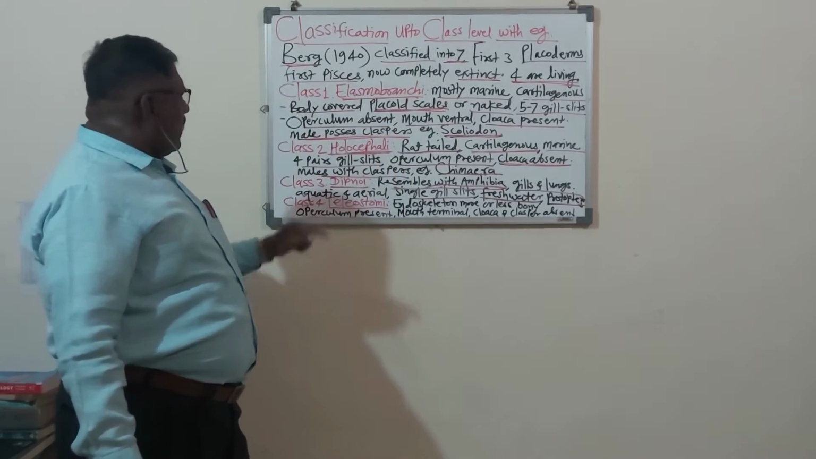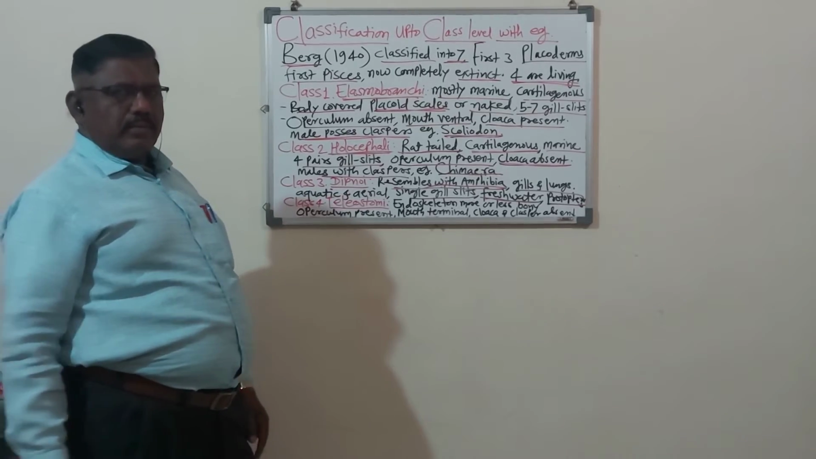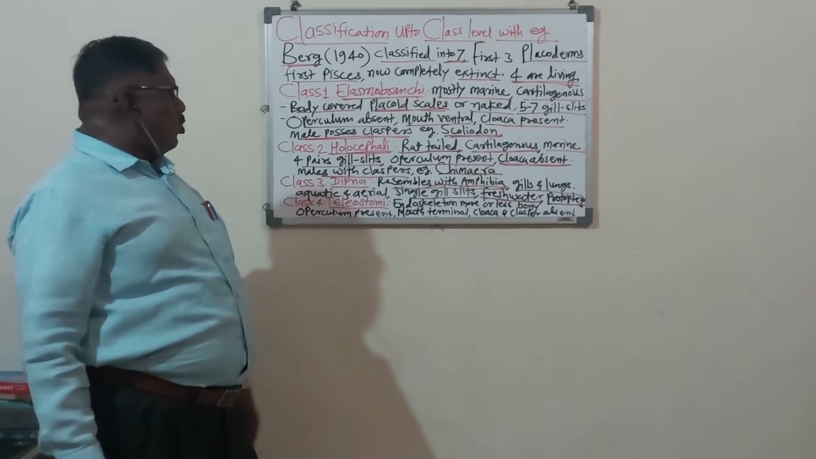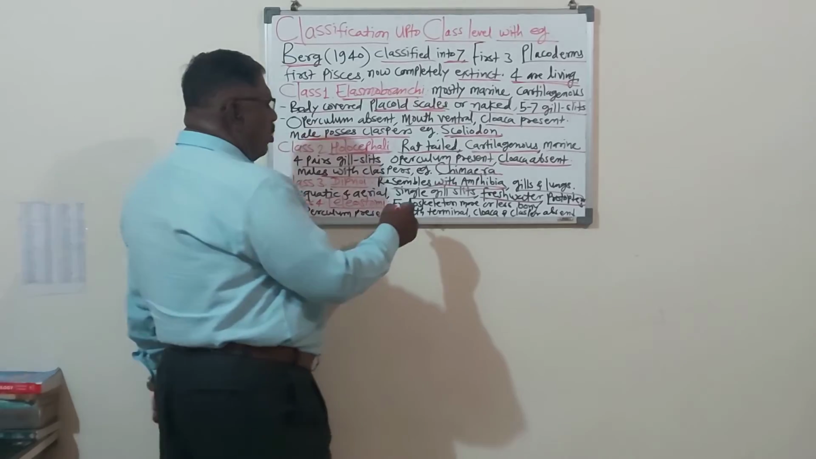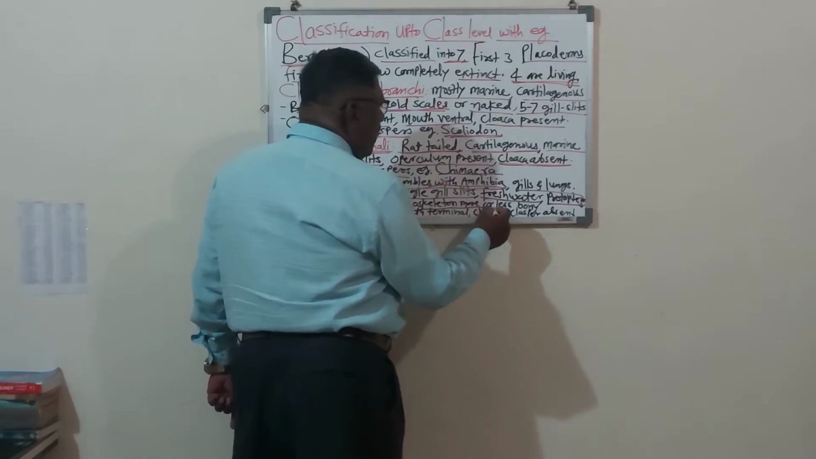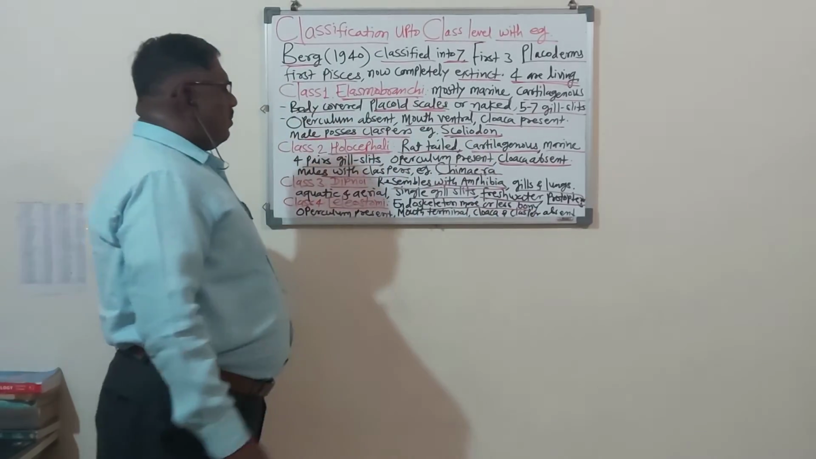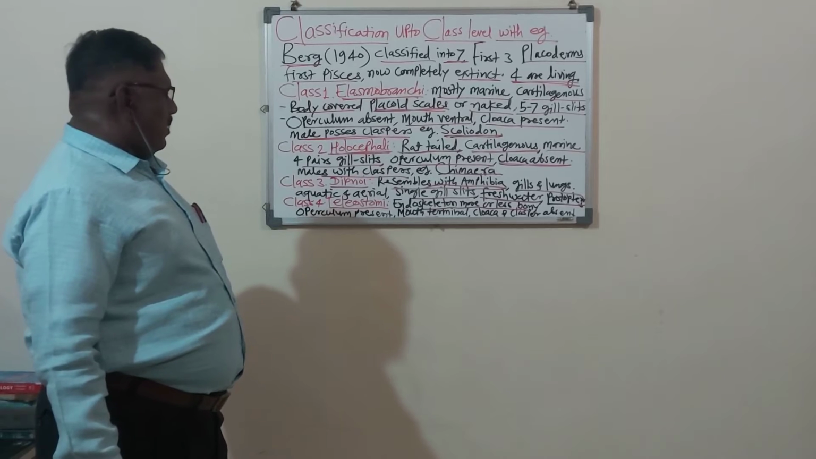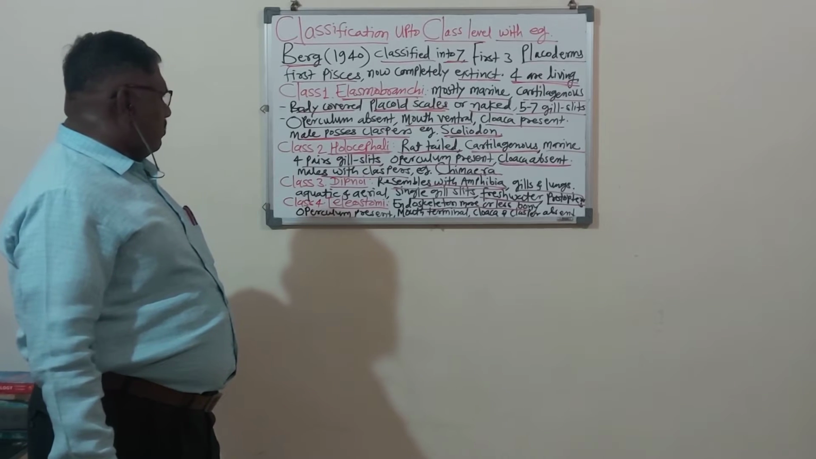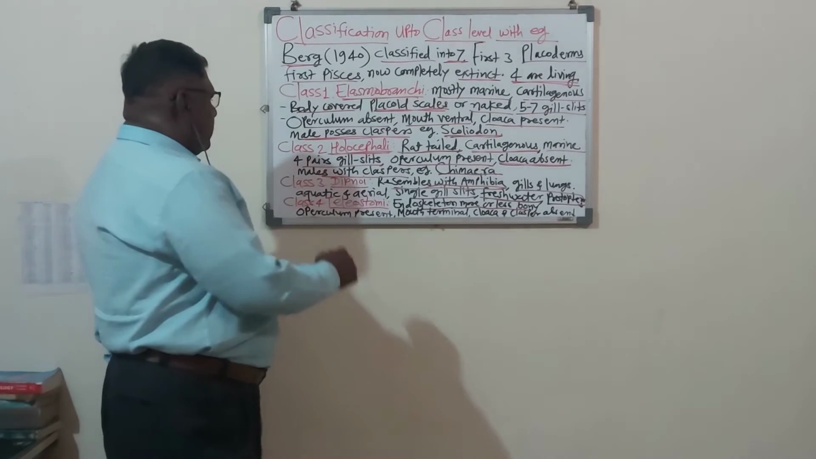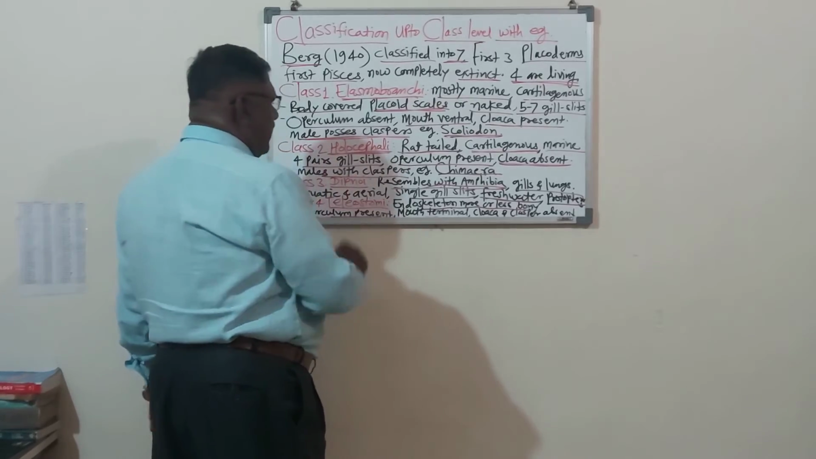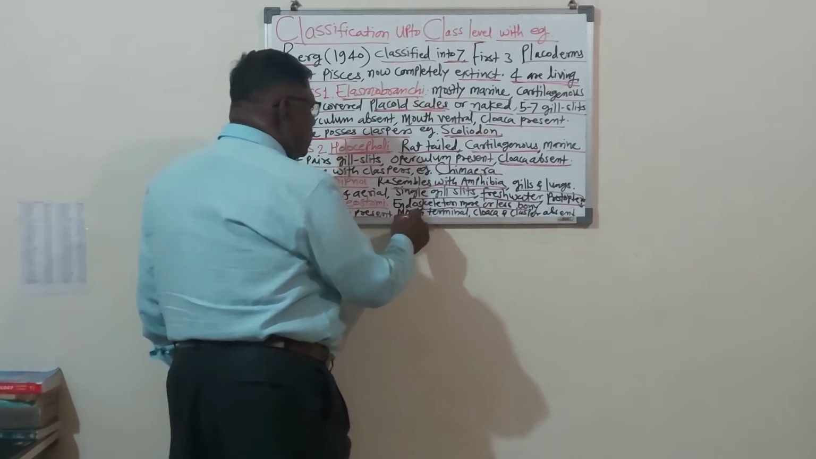Now another class, that is the Teleostomi, class 4. Here the endoskeleton is more or less bony. Operculum is present, meaning the gill covering is present. Mouth is terminal.